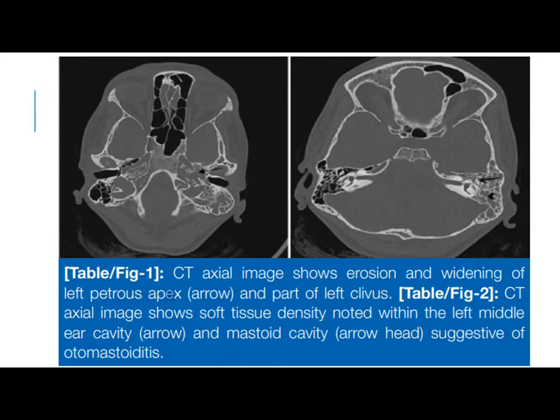This is another CT axial image, shows erosion and widening of the left petrous apex and part of the left clivus. And the CT axial image shows soft tissue density noted within the left middle ear cavity and the mastoid cavity, suggestive of otomastoiditis. This is a case of otomastoiditis.